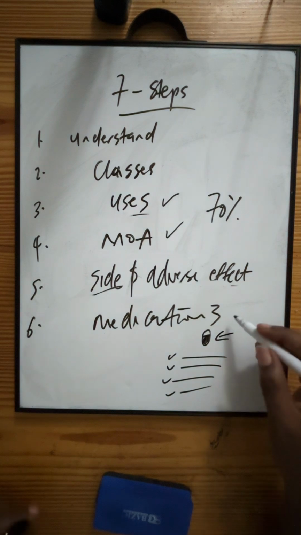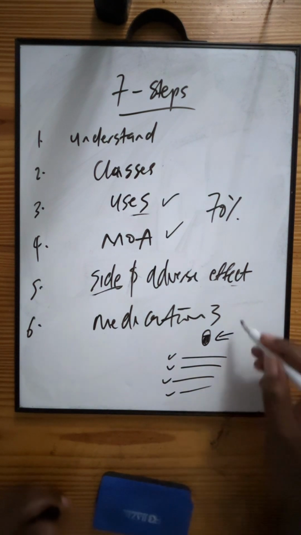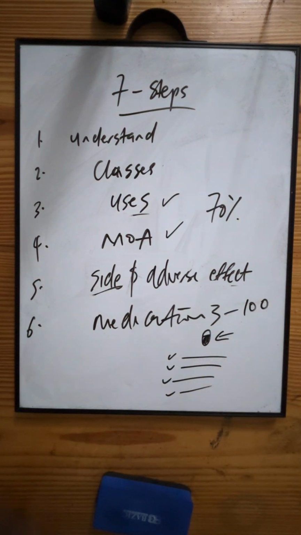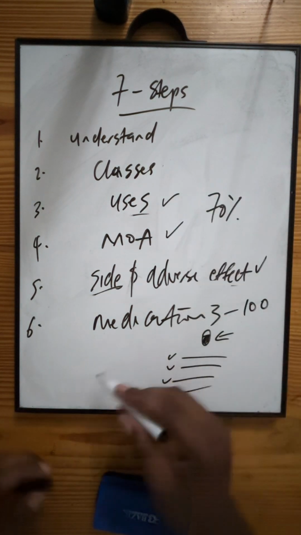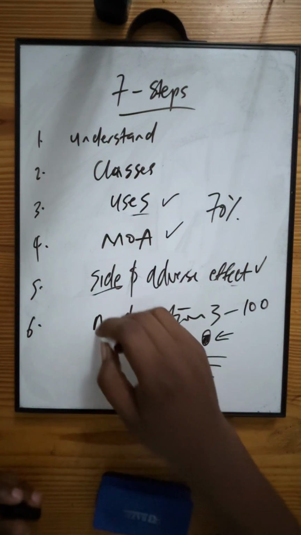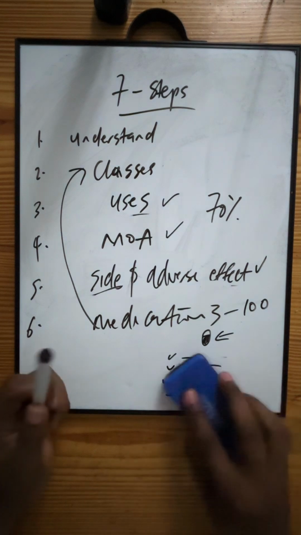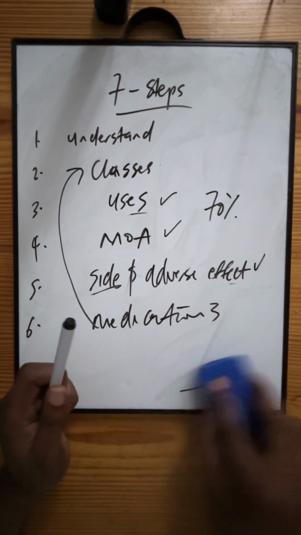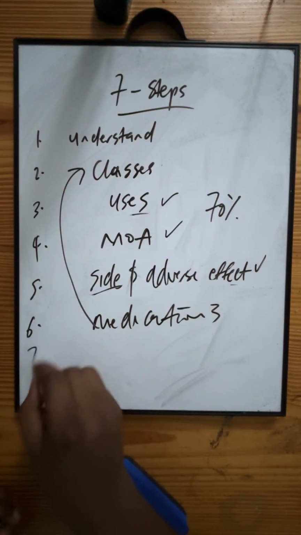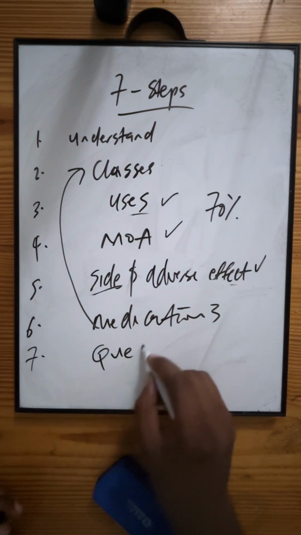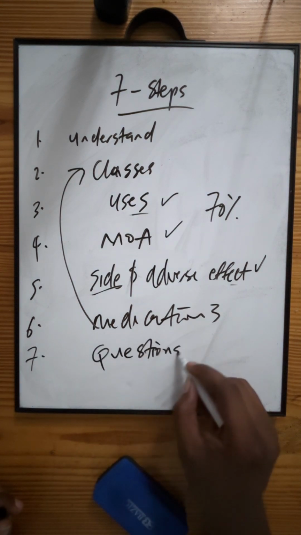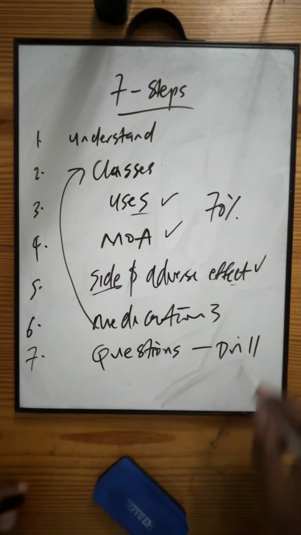So even if we don't know too many medications, we try as much as possible to know 100. At this point, we've done all the work, and we just want to be familiar with the medications and link them to their class. When we are done with this, the seventh part is to answer questions, and I do drills with my students.